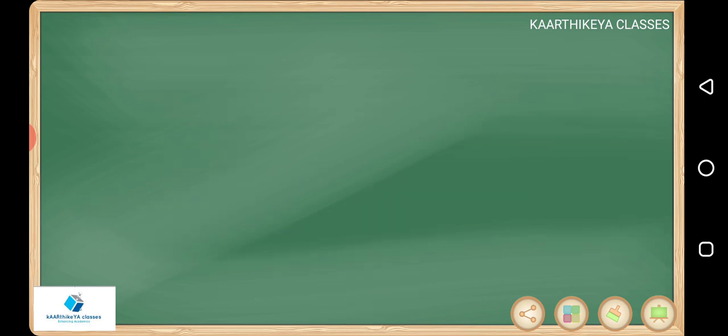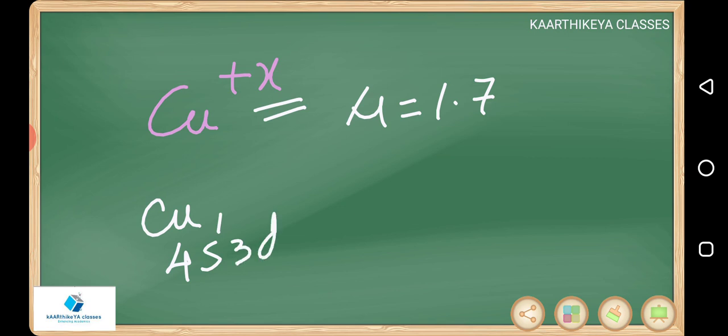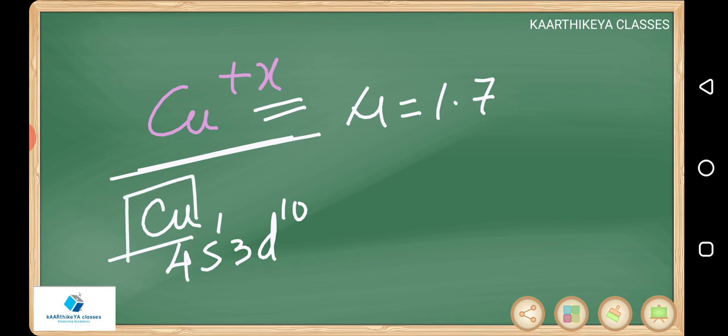Just for your idea, I will give you one more question. Copper plus X, magnetic moment value is 1.7 again. What is X value? What is the copper electronic configuration? Copper is 4s1 3d10. They mentioned that this is a compound. Copper plus X they mentioned. So copper plus X, what type of compound is it?